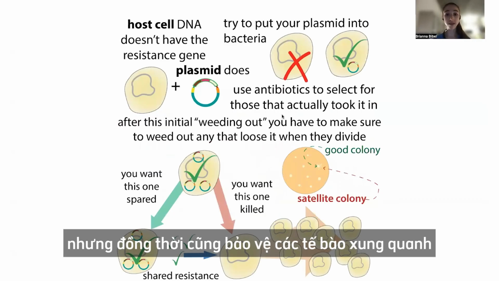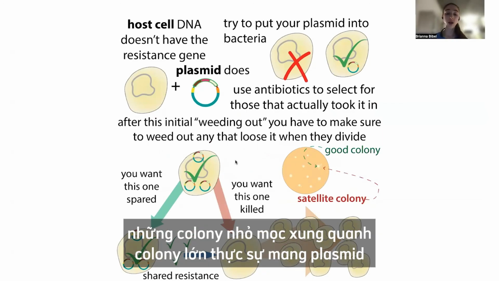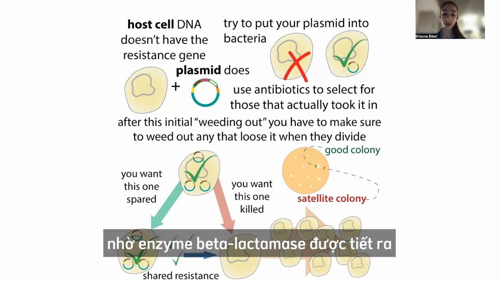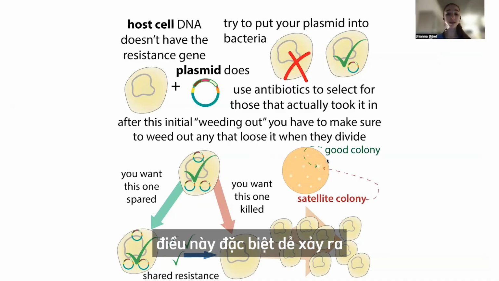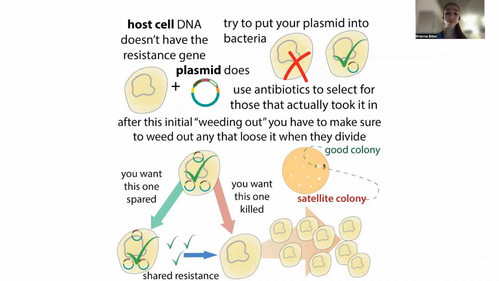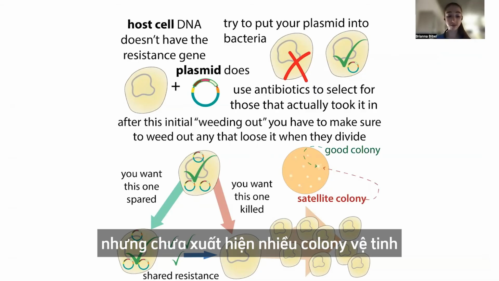And so what you could end up having is satellite colonies, which are little colonies around that major colony that actually has your plasmid. You get these satellite colonies that don't actually have the plasmid; they're just getting protected by the shipping out of that beta-lactamase. This can particularly be a problem if you're overgrowing the cells. So with ampicillin, don't let them overgrow. Grow them until the colonies are big enough to be pickable and nice, but you're not seeing the satellite colonies as much.